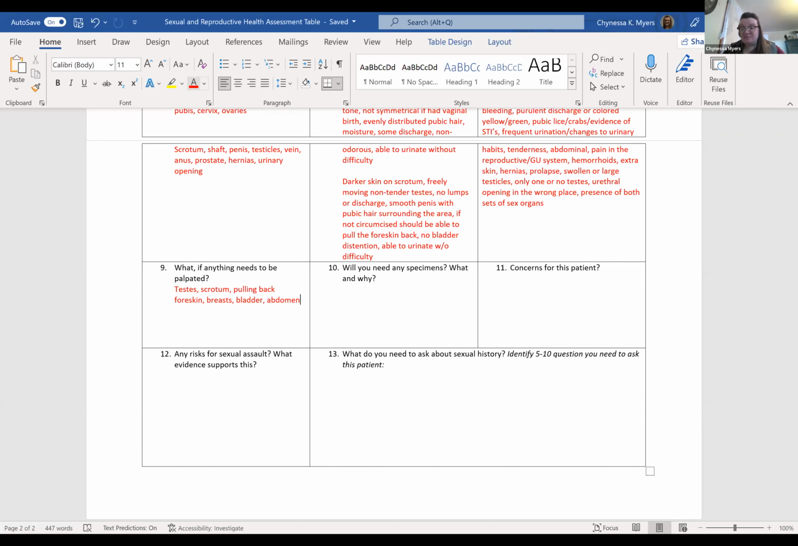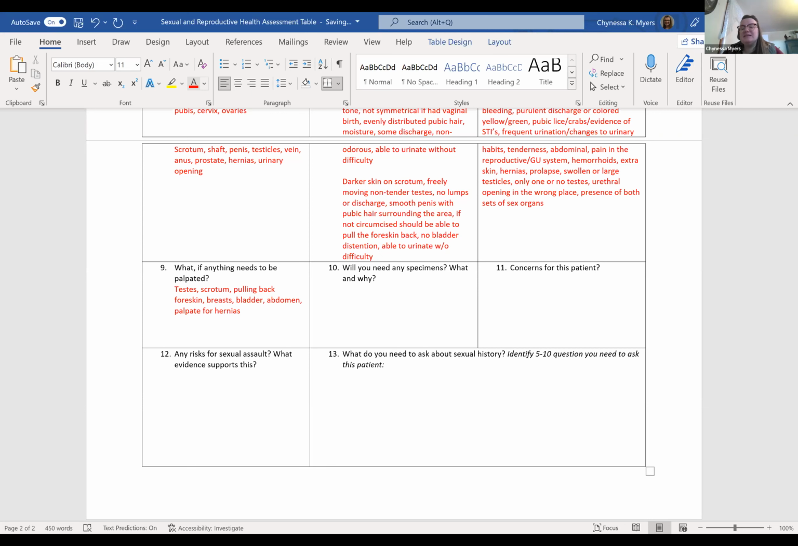Do I need to stick my fingers into a rectum or a vagina? Not necessarily, right? I might wait for the provider on that. Leave it for the provider, yes. Okay.